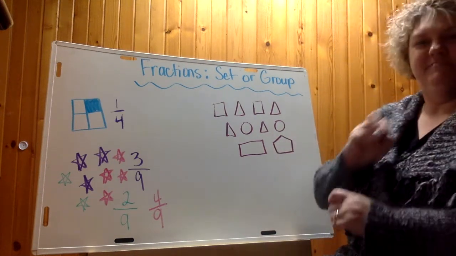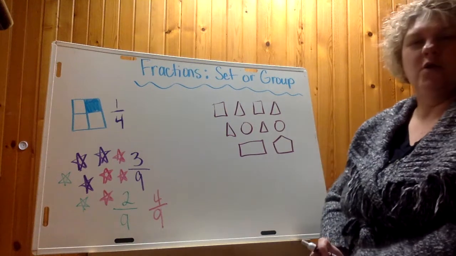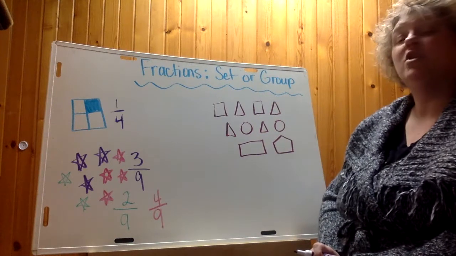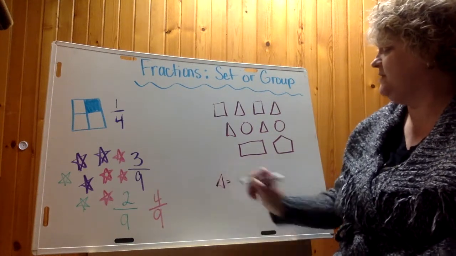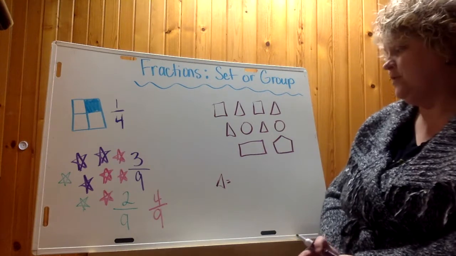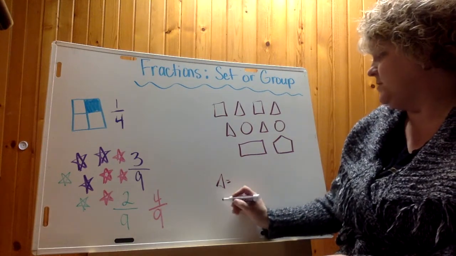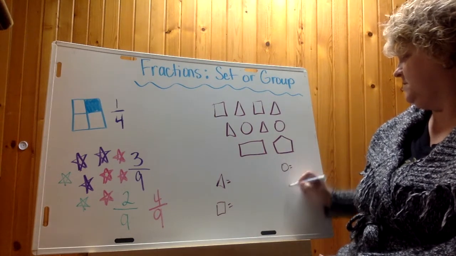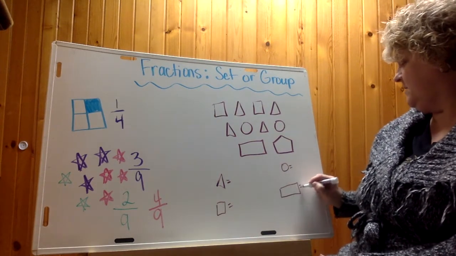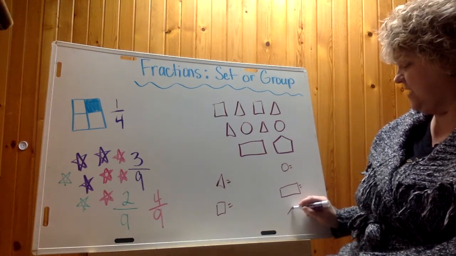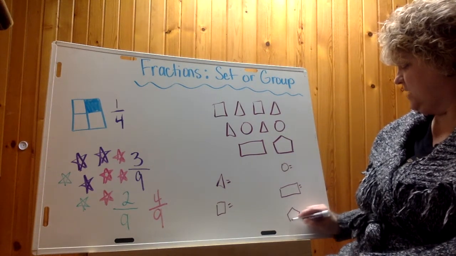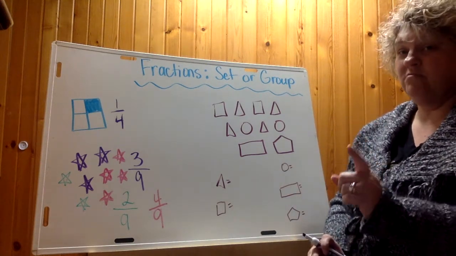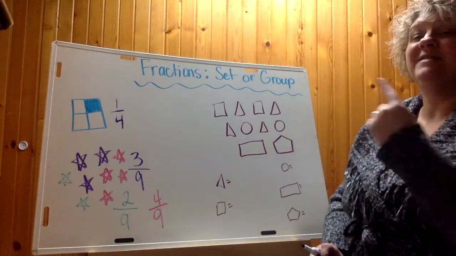All right. This is going to be a hard one. I want to know, what is the fraction of this set or this group that is triangles? So I want to know, what is the fraction that's triangles? So what I'd like you to do is I want you actually to do the triangles, the squares, the circles, the rectangles, and do you remember what the 5-sided shape is called? I hope you said pentagon. All right. I want you to pause the video. I want you to do this and then come back and let's see if our answers match.